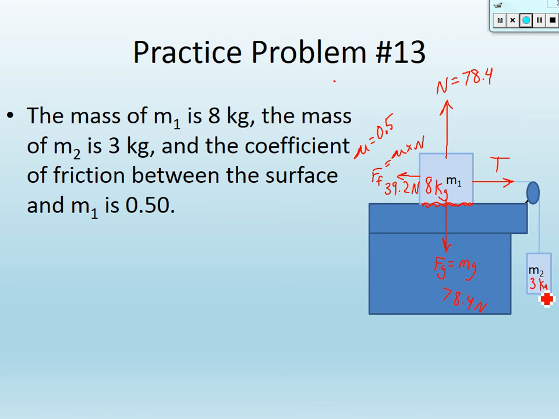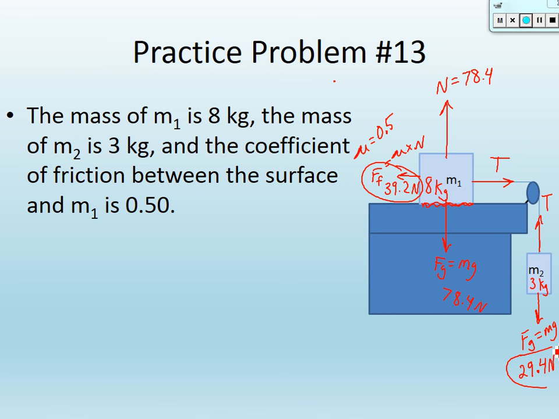So let's go to M2. What do we call this force coming down? Force of gravity, or weight. It's equal to mg, so we're going to take 3 times 9.8. I get 29.4 newtons. Okay, and we know that there's a force coming up called tension. So after step 1, which is to get your free body diagrams all labeled and the magnitudes found, we need to compare two numbers. We're going to compare the force of friction on M1 and the weight, or the force of gravity, on M2.